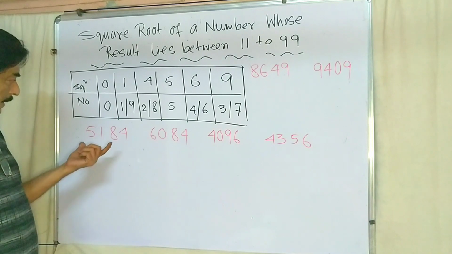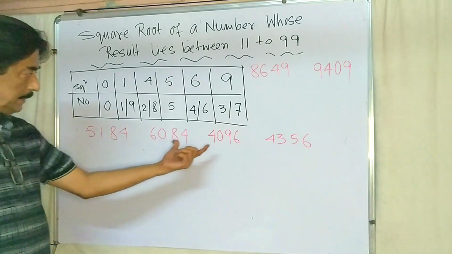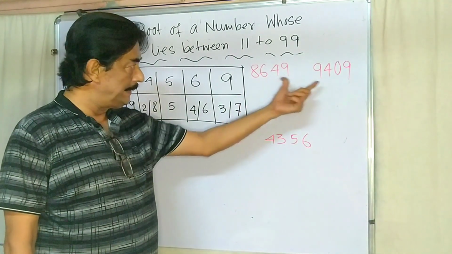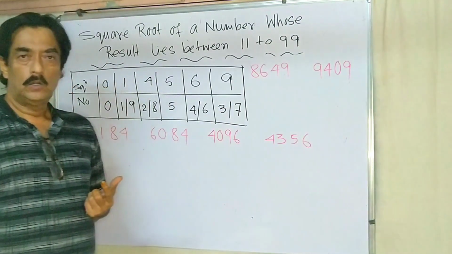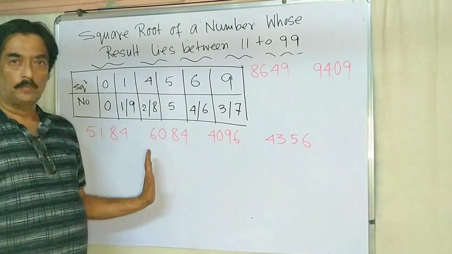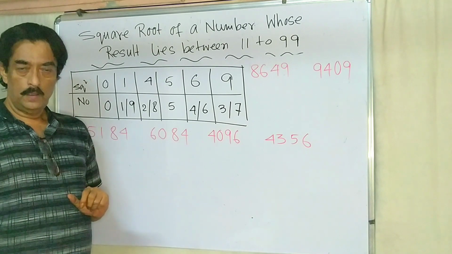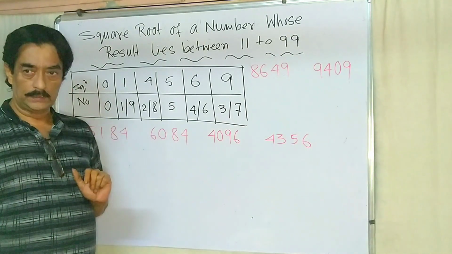Now we are observing these numbers, and we have to find out the value of the square root of each number individually. Now let us develop the rule first.